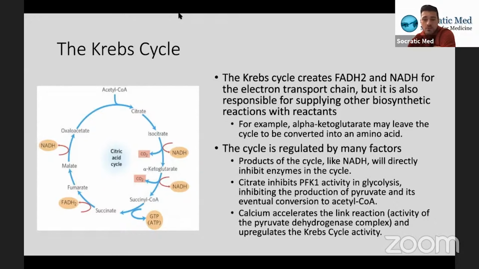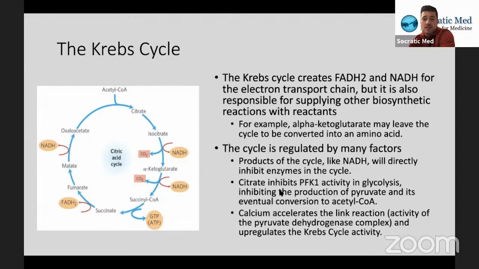A couple over here, products of the cycle like NADH are going to directly inhibit enzymes in the cycle. It's just that same exact thing that we always see, where the products of a reaction are going to inhibit the enzymes of that reaction and slow it down. So when we have too much NADH, when we have a lot of these high energy electron carriers, the cell realizes that it doesn't really need to make them, and it can conserve the energy and use it for other things. So it's going to inhibit the cycle. It's going to inhibit the enzymes directly.